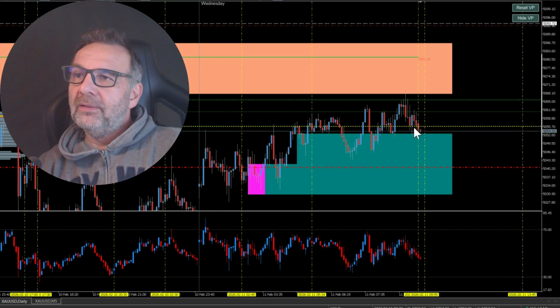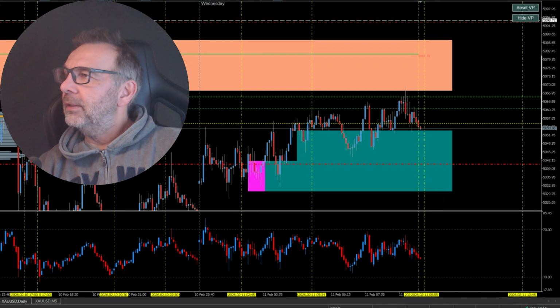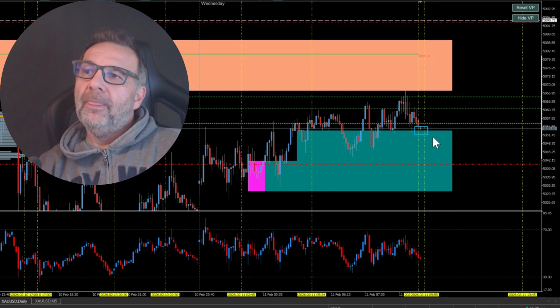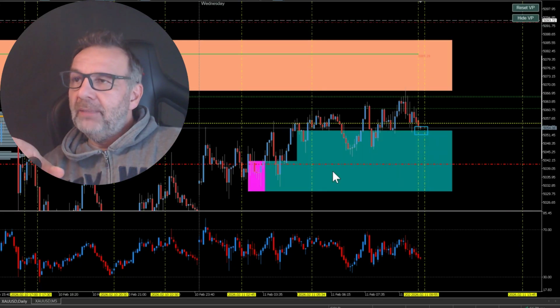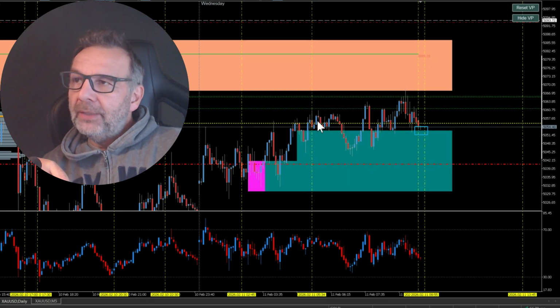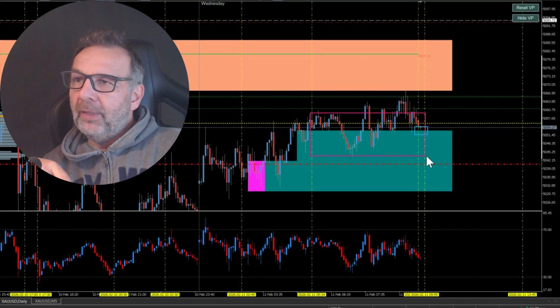So this, oops, let's do this again. This is the zone, right? This is the time zone. Okay, and we'll see how things go. Now, as you can see, my stops are down here. Why? Because remember, when I boxed it in, I took this high here and this low there, right?